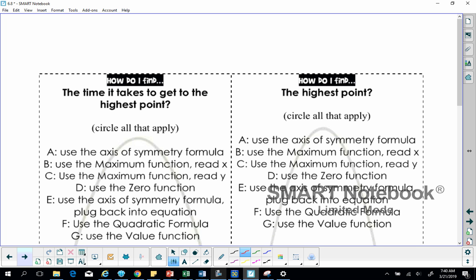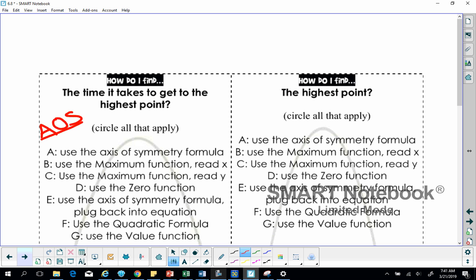And so now all you're doing is the same thing. And so I'll go with you. So the time it takes to get to your highest point, what would that be? Michael just did this one. What did he say? What was his answer? Axis of symmetry, right? And so which would I use to find my axis of symmetry? There's more than one answer.